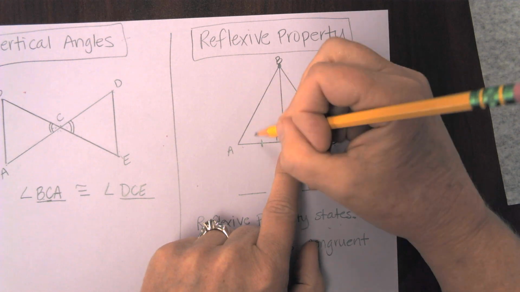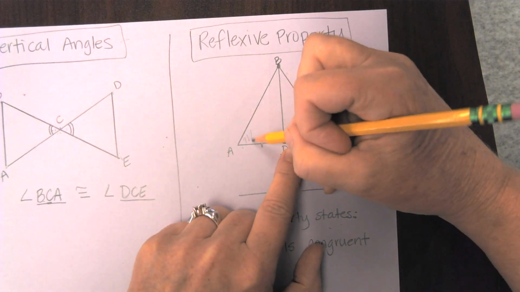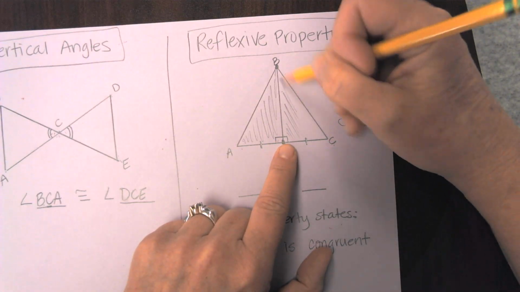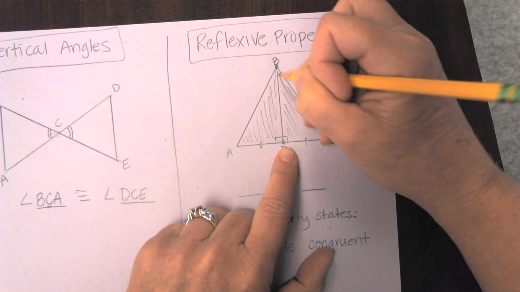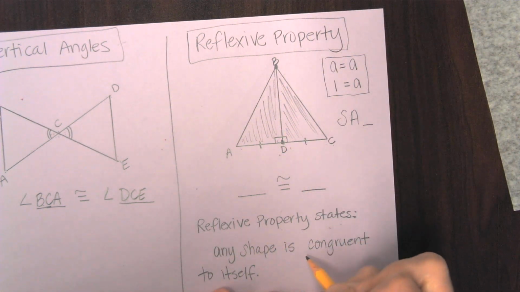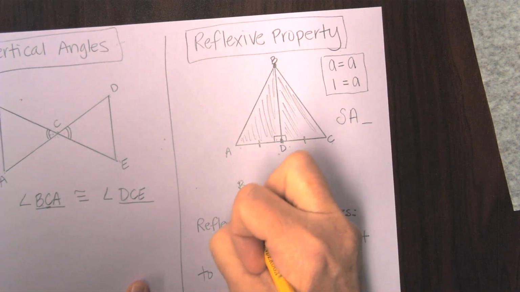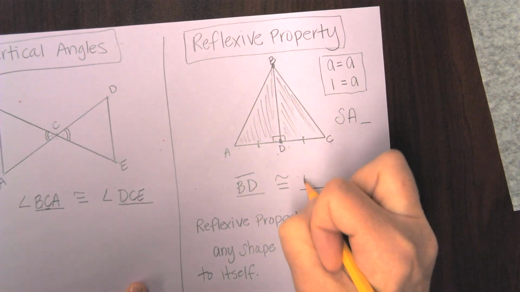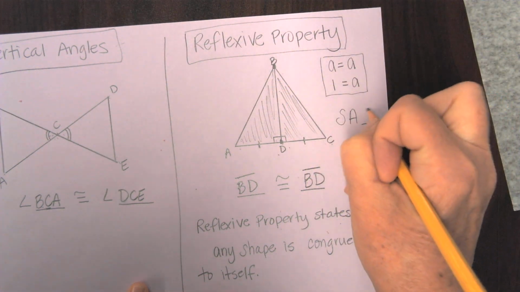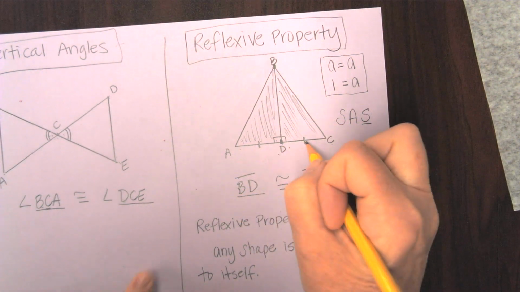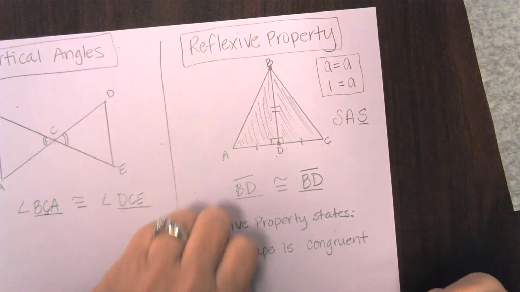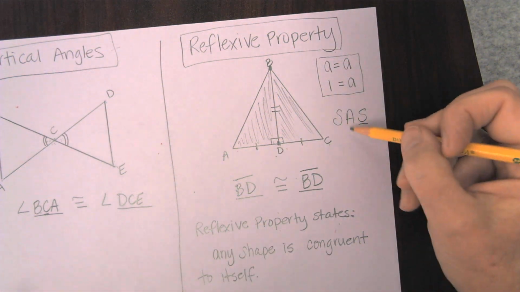We have two triangles here, and if it helps, we can sketch them. Notice this triangle is congruent to this triangle because they share a side. Because it is shared, and because the reflexive property says any shape is congruent to itself, I know that line segment BD is congruent to BD. So now I have my third side. My sides are congruent, my angles are congruent, and BD is congruent to BD, therefore I can use side-angle-side.